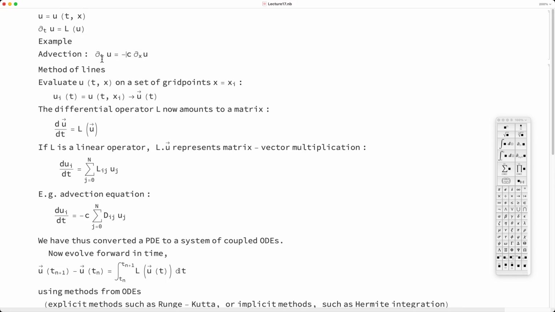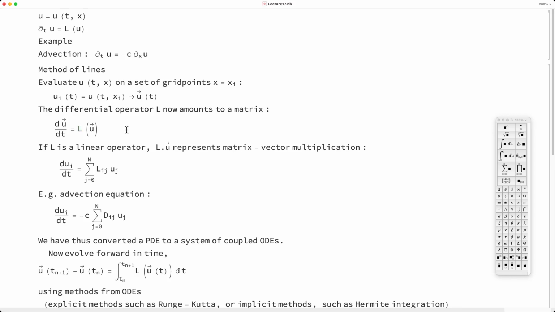We described in the previous video the method of lines, where we can evaluate u of t and x on a set of grid points x_i, and then u of t and x_i is assigned a value u_i of t, and each component u_i is part of a vector u of t. That allows us to write down this equation in vector form, where L now becomes a matrix operator.